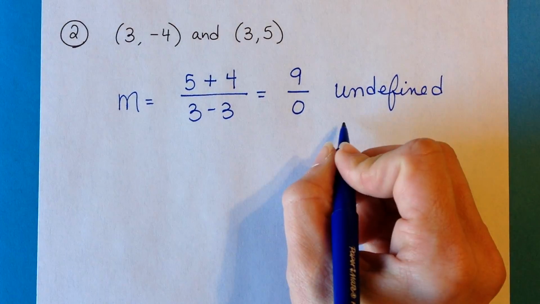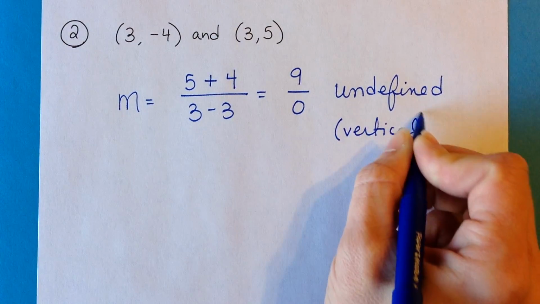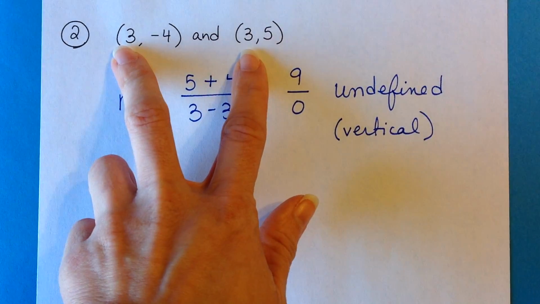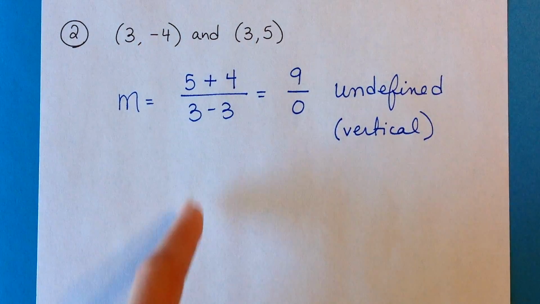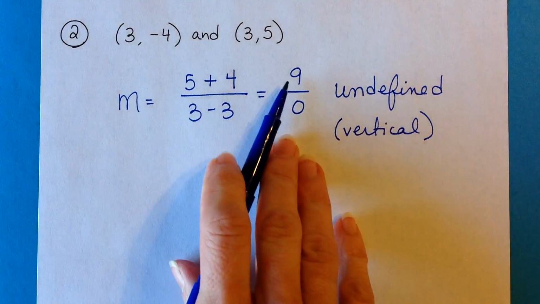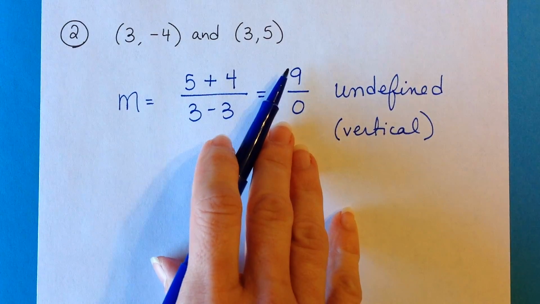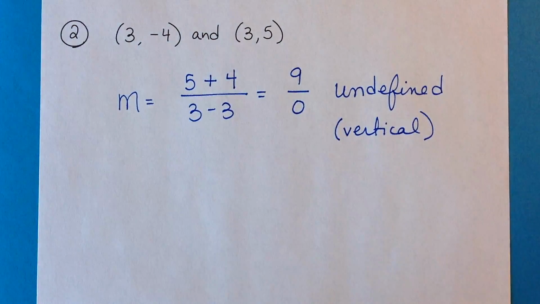Now that would indicate that this is a vertical line. Of course, you can imagine if you plot these 2 points, they're going to line up, one above the other, which would indicate that you do have a vertical line. If you get 0 on the top, let's say this had been reversed and you had gotten 0 over 9, then your answer is 0. So 0 on the top would indicate slope of 0, 0 on the bottom would indicate a slope that's undefined.